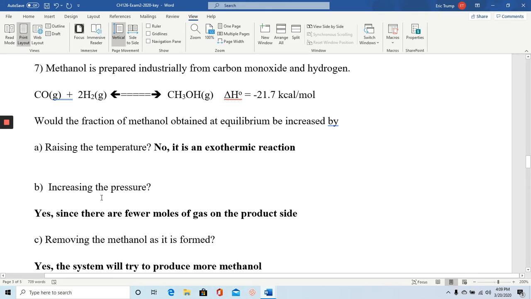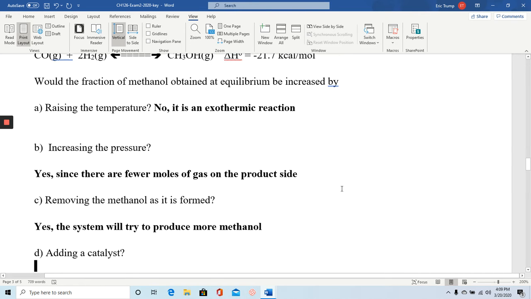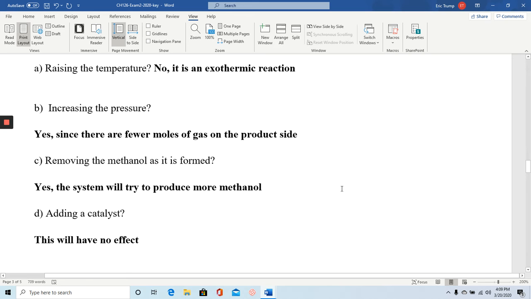If we increase the pressure, okay, that would be yes, because we have fewer moles of gas on the product side. Adding a catalyst would have no effect.